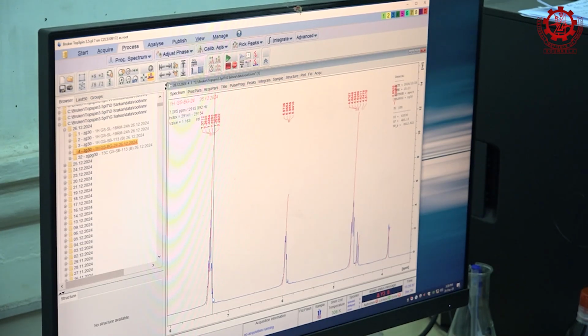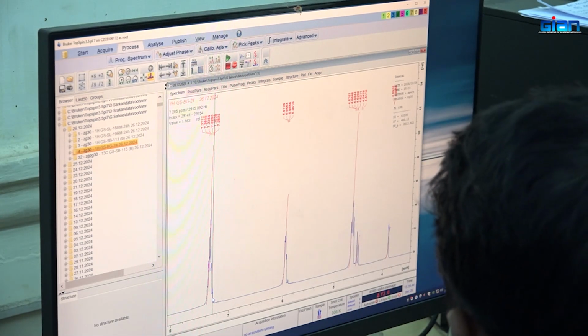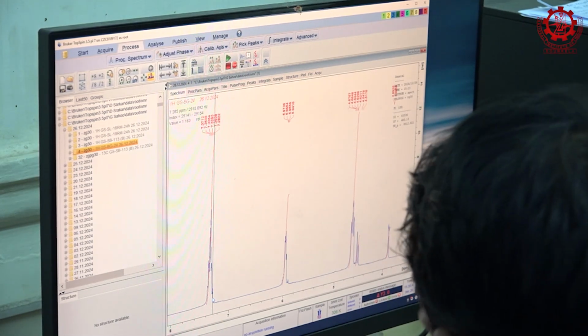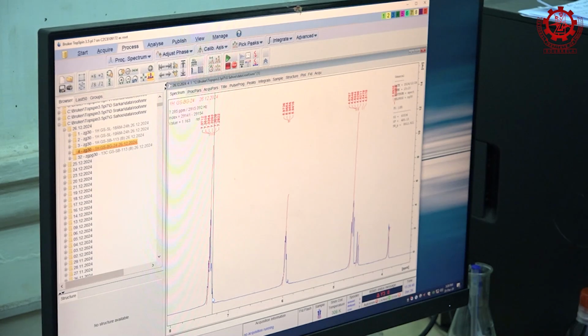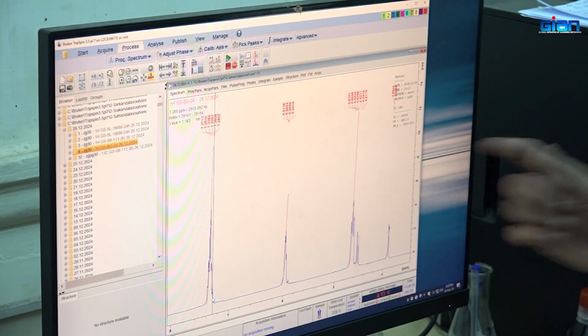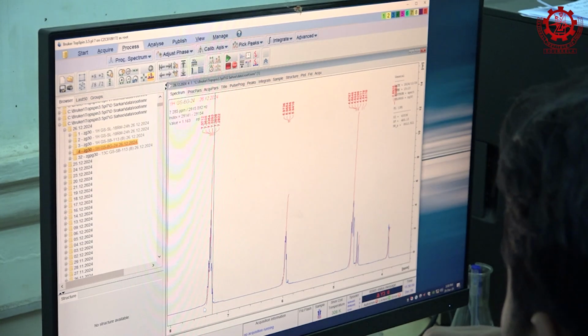And that gives so much information. First, that is there. Second is integration. Once you integrate, you will see how many nuclei: if it is proton, how many protons; if it is carbon, how many carbons, and so on are present in that particular functional group. So, that is there. You can show some carbon NMR.